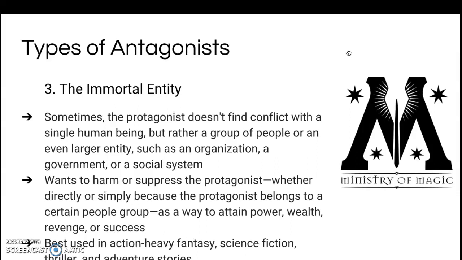The entity wants to suppress or harm the protagonist, whether directly or simply because the protagonist belongs to a certain group of people, as a way to attain power, wealth, revenge, or success. This immortal entity is best used in action-heavy fantasy, science fiction, thriller, and adventure. The example from Harry Potter is the Ministry of Magic, hoping to suppress Harry when he claims that Voldemort returns.